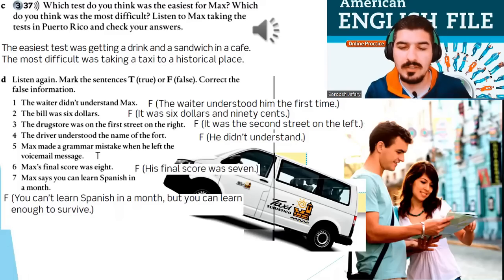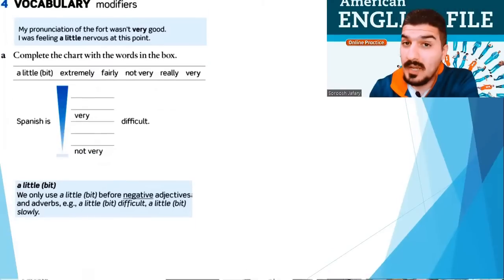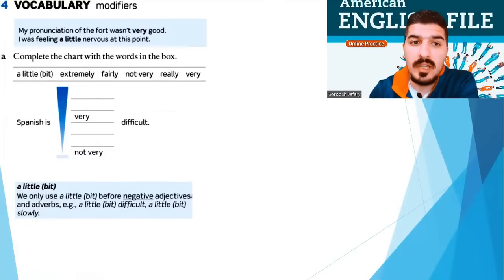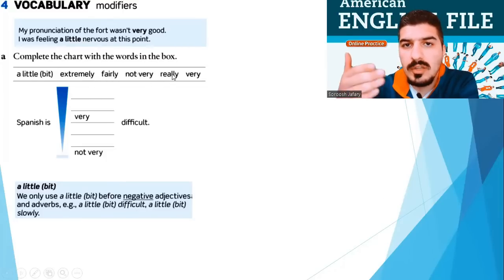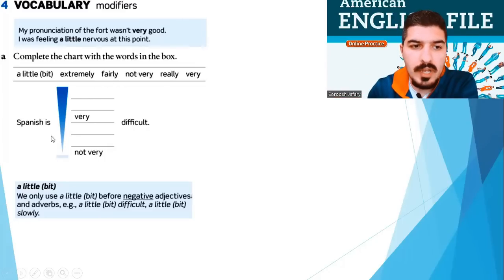Just the basics, right? Very good. You made it so far. Part 4, vocabulary, modifiers. Look, my pronunciation of the fort wasn't very good. I was feeling a little nervous at this point. Very, a little, extremely, fairly, really. These are called modifiers. Now everybody complete the chart with the words in the box. These words, the modifiers, and pay attention. We use a little or a little bit only before negative adjectives and adverbs.